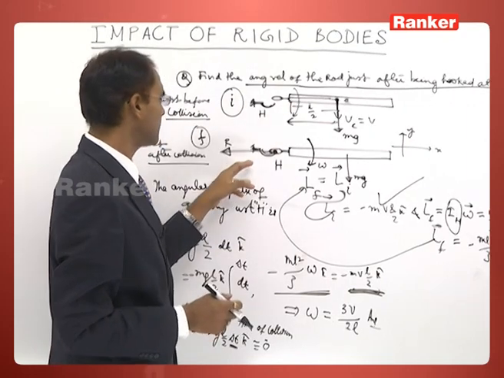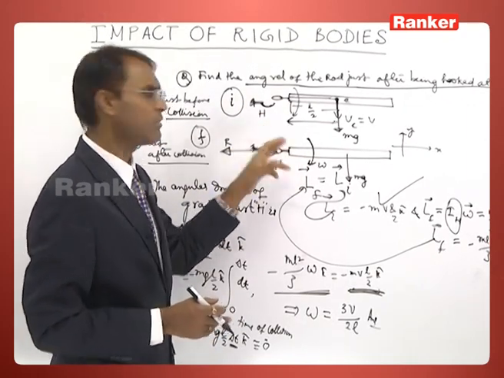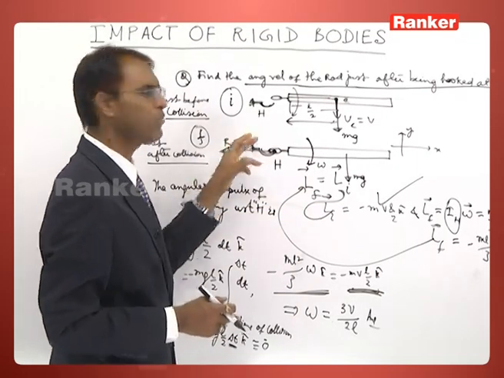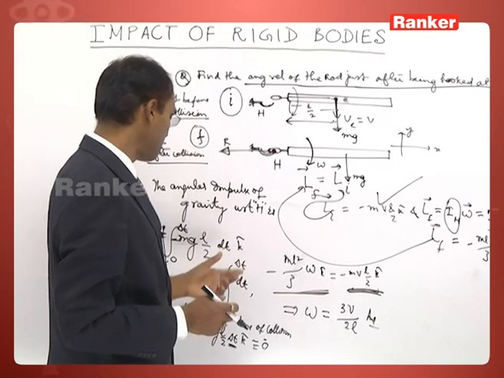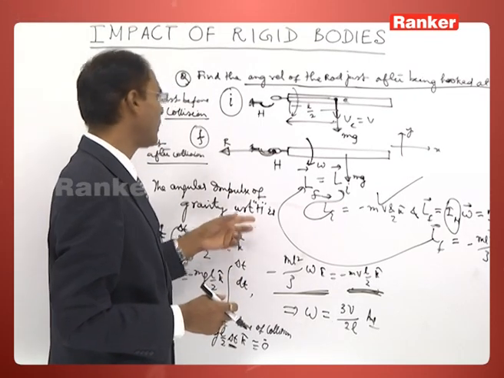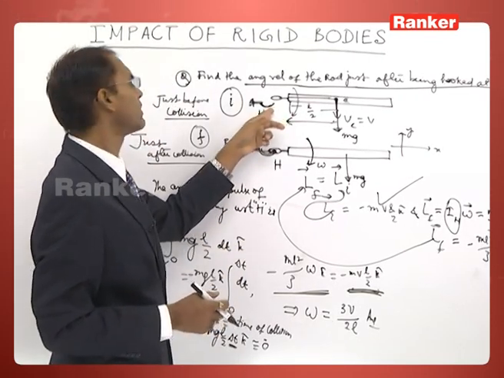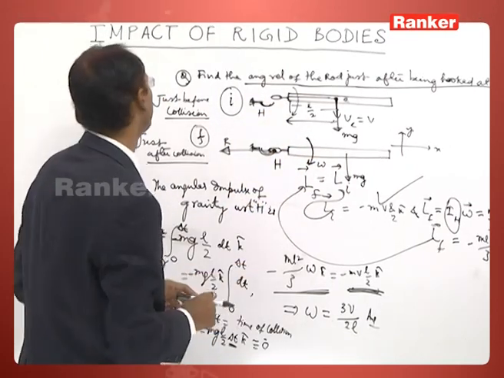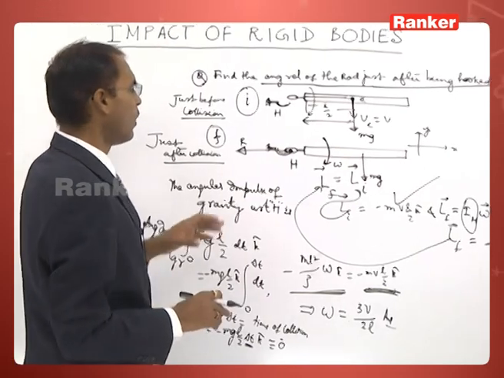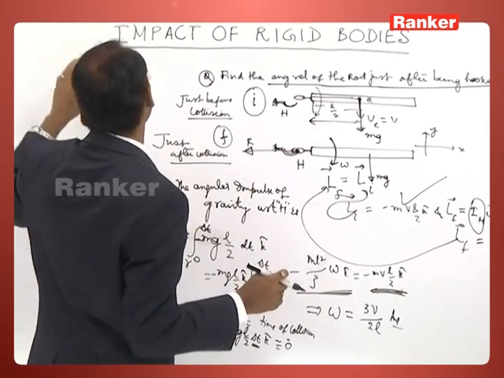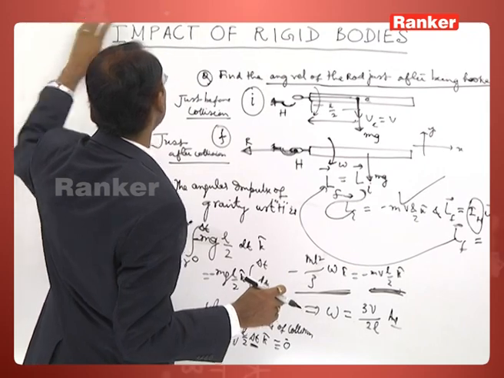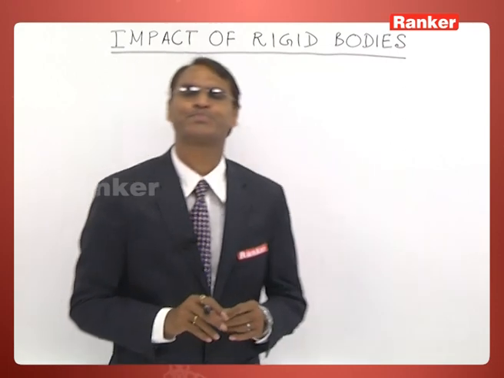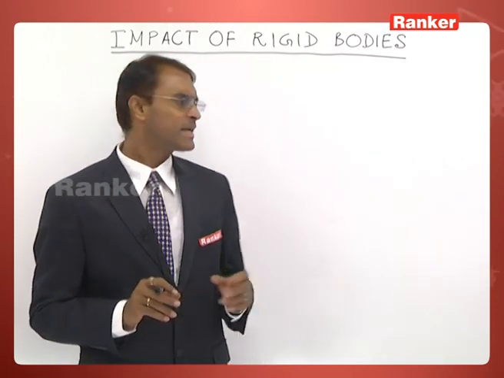The net impulse, the net angular impulse will be equal to change in angular momentum of the body about that point. The net angular impulse should be proved to be zero about this point, then only we can conserve the angular momentum of the rod about this point. This is the essence of conservation of angular momentum, which is one of the tools during the solution of the impact of rigid body in most of the cases. Well, let us take another example.